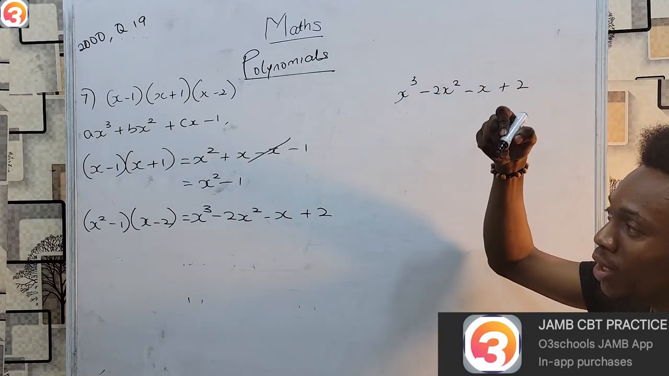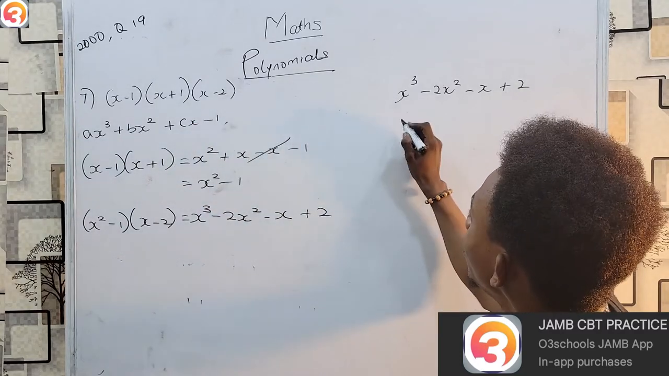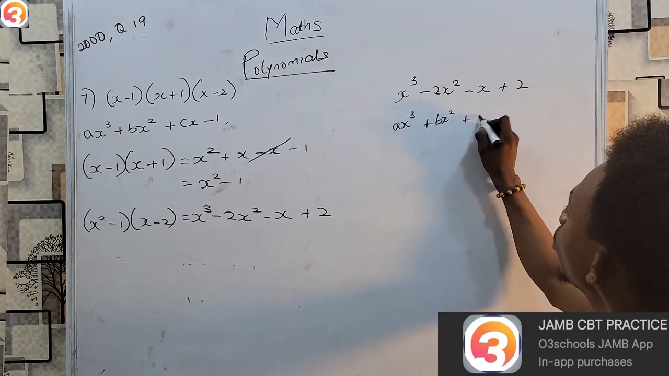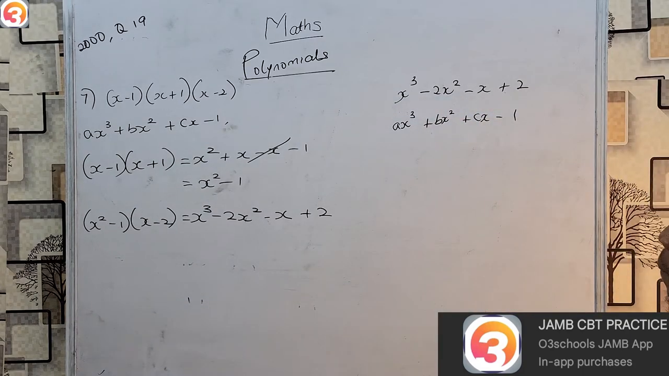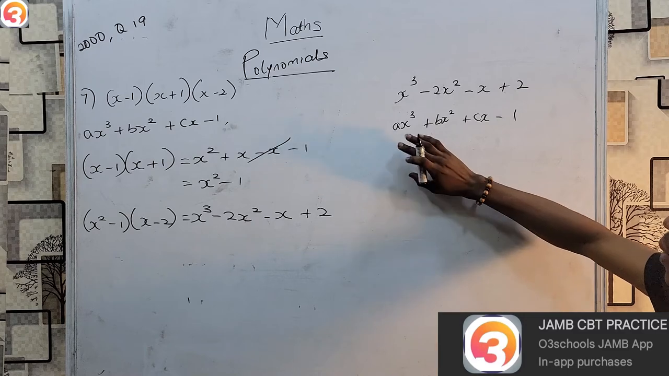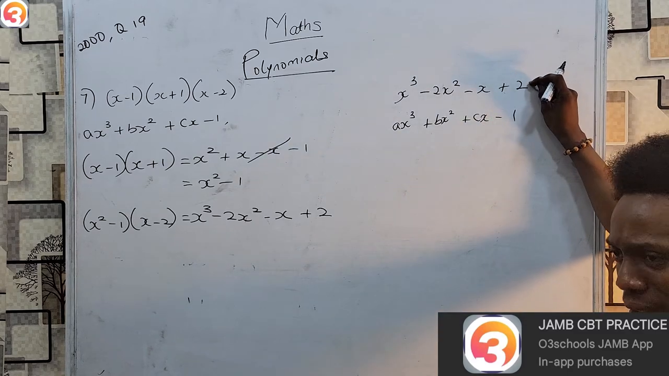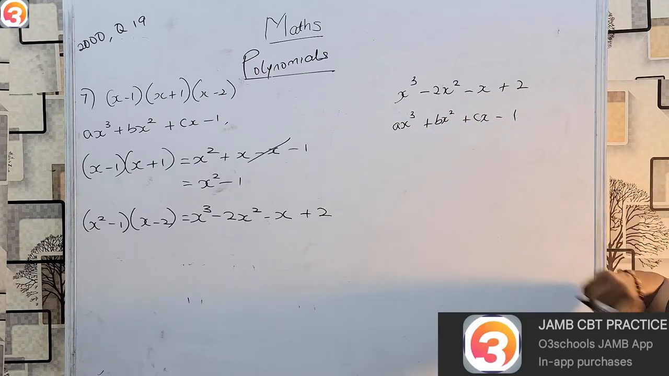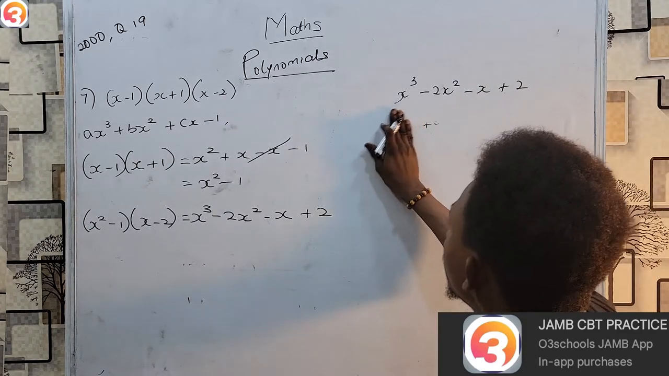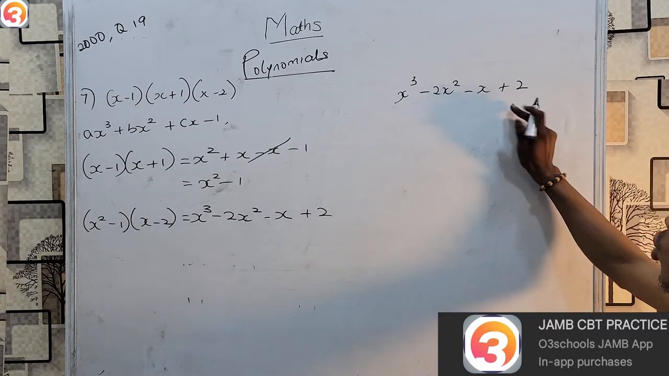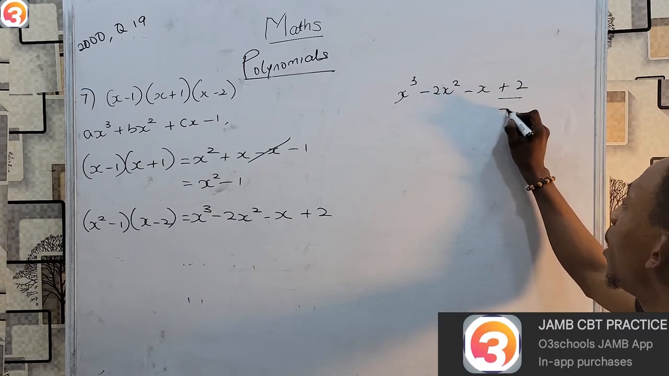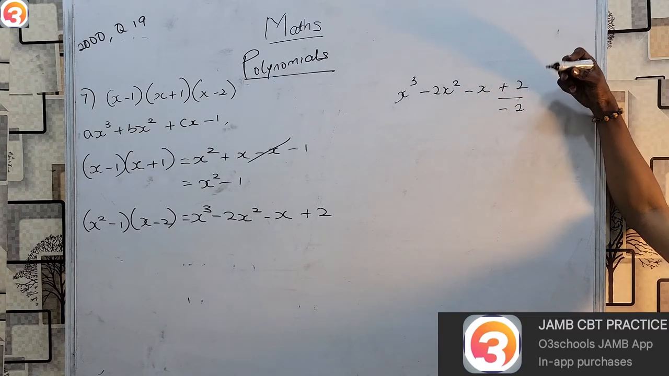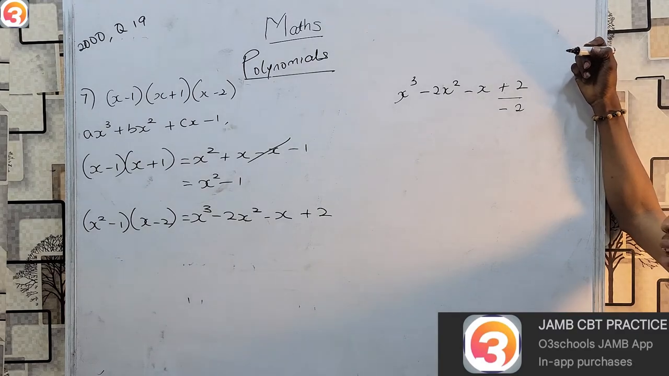But they said their own equation, what I'm comparing it to, is ax cubed plus bx squared plus cx minus 1. So how can I make this turn to this form? Because if I look at this now, I'm having plus 2 here. But when I want to compare, I'm supposed to be having minus 1 there. Therefore, the simple way to turn plus 2 into minus 1 is by dividing it by minus 2. Plus divided by minus, minus 2 over 2, 1. You see, that's the only way I can do that.